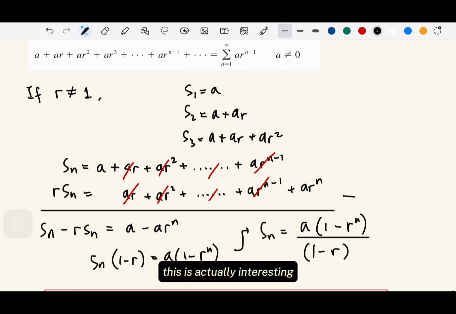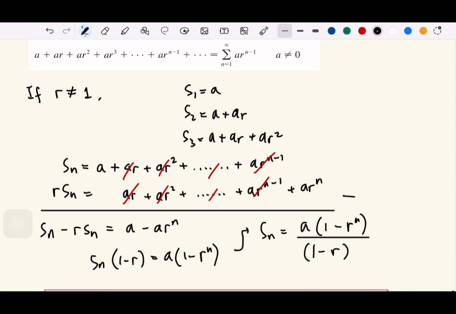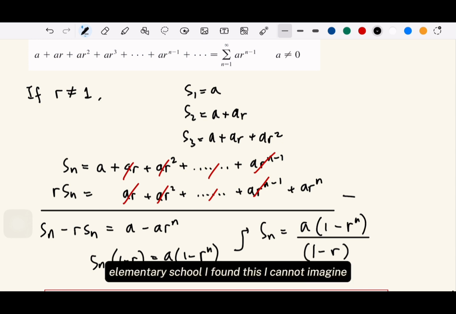Okay. This is actually interesting. The one who found this is, you know, Gauss. From the normal distribution, Gauss, the Gauss elimination using the matrix. He is also the one who found this. I think when he was in elementary school, he found this. I cannot imagine. I think when I was still in elementary school, I just had fun playing games.